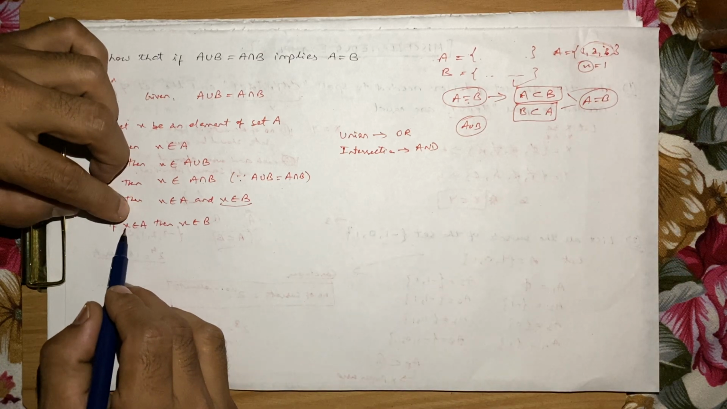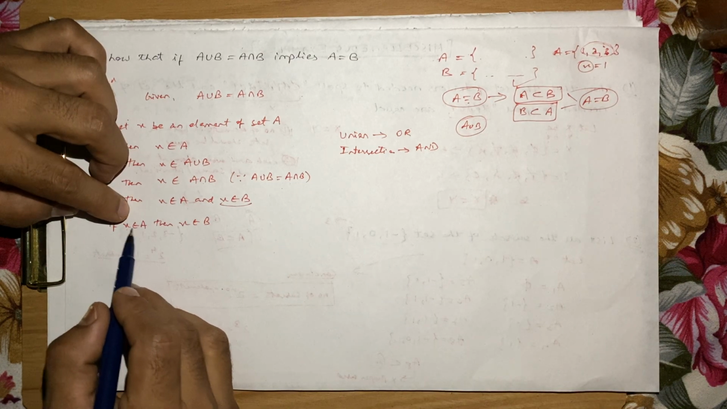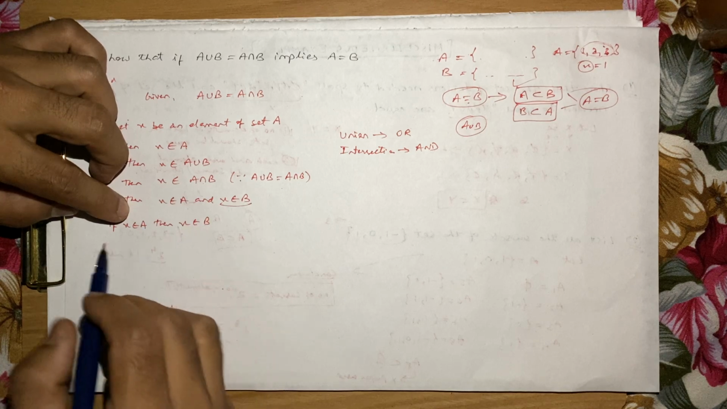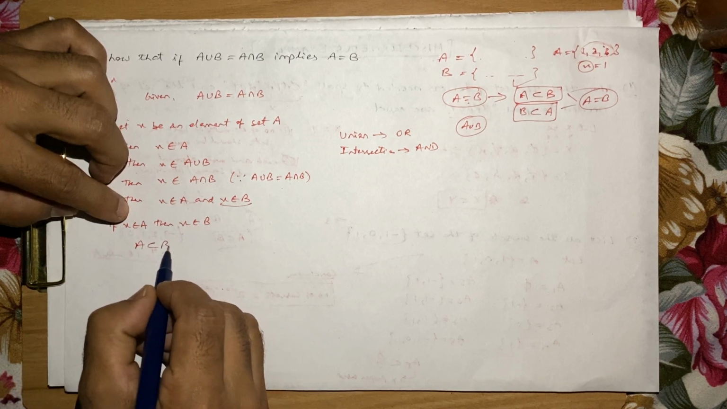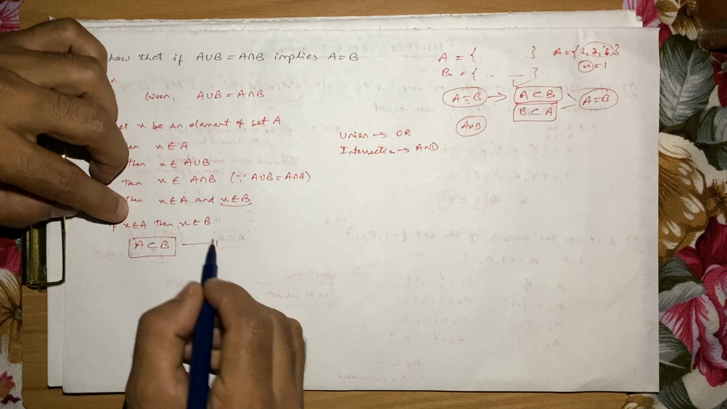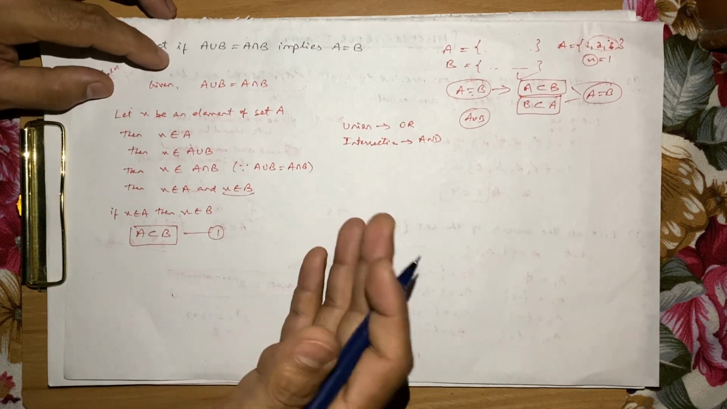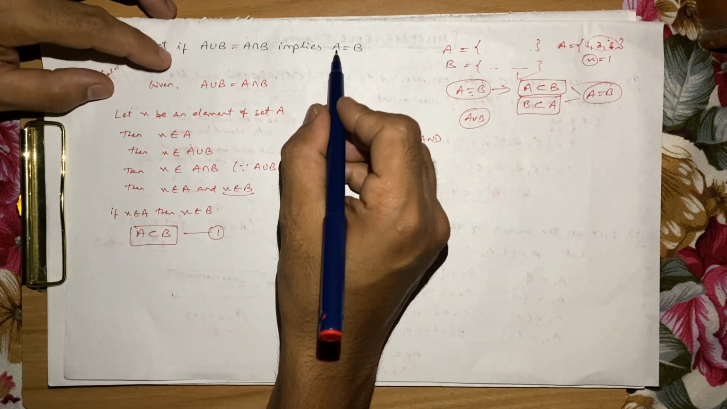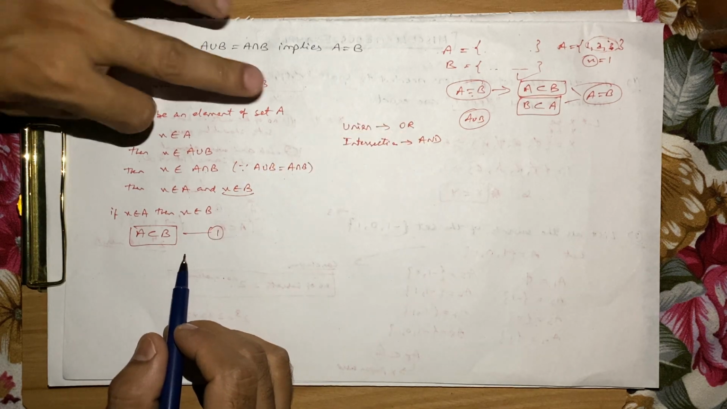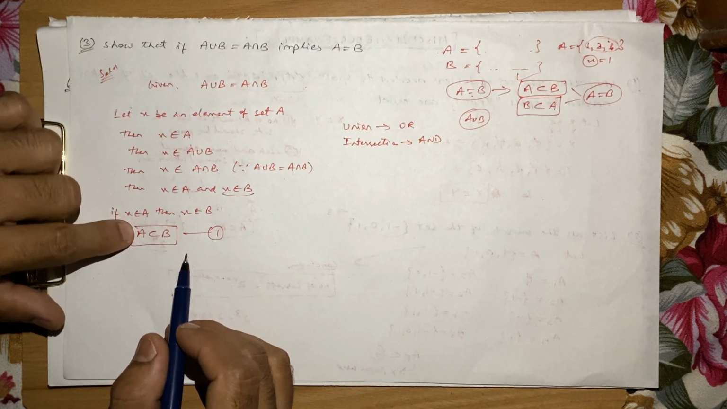So each and every element that is present in the set A is also present in the set B. That means A is a subset of B, right? This is equation number 1. Now let's try to prove the other way around. We started from A, assumed X to be an element of the set A, and proved that A is a subset of B.